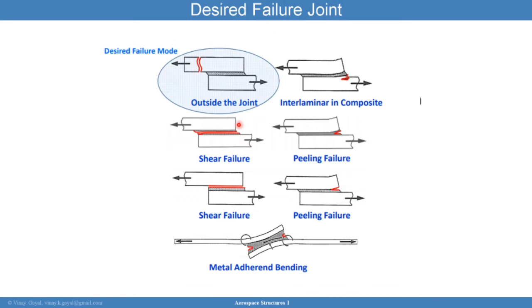Here is the desired failure mode that we would like to have. If you design a system so that the failure occurs outside of the joint, that's preferable. You typically don't want to have failures within the joint because that's less predictable. The better I can design the joint and allow it to fail outside of the joint, that is the best choice you could have for a given design.